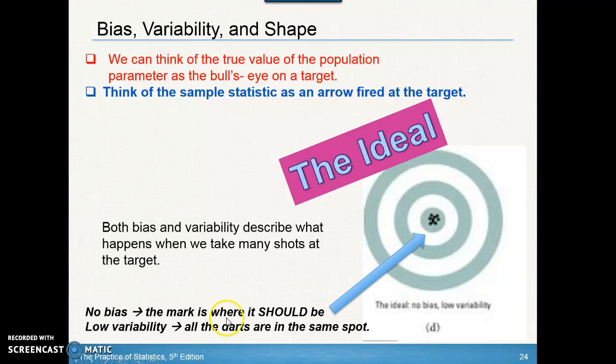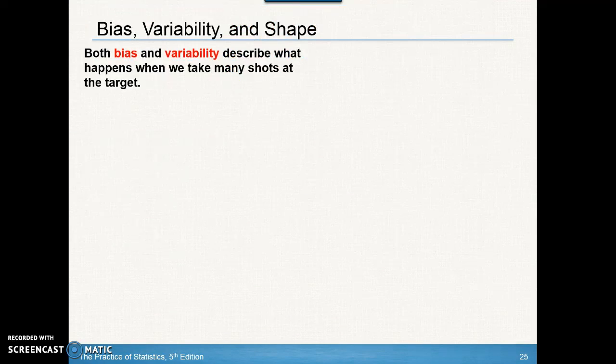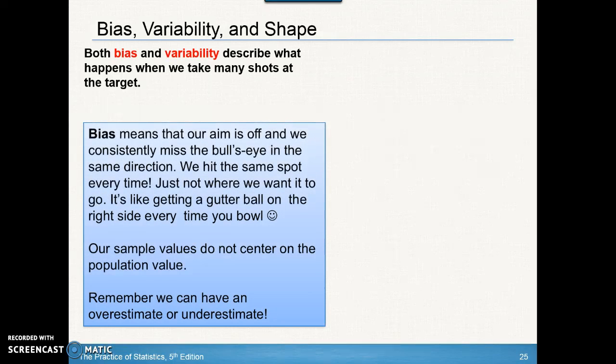Now notice it's no bias, like I said before. The mark is where it should be. It's low variability because all the dots are in the same spot. Now, if you have low variability, it doesn't necessarily mean that there's no bias. It doesn't mean that I hit the mark. It just means that all of my sample means or proportions are in about the same spot. Both bias and variability describe what happens when we take many shots at the target.